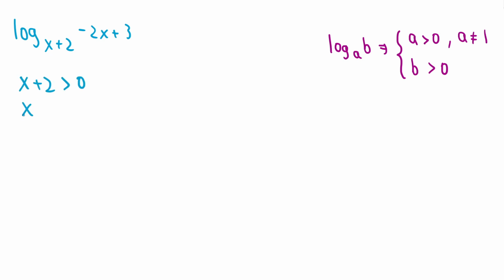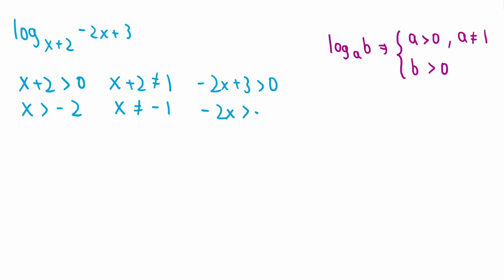So we need x plus 2 to be greater than 0. And this just implies x is greater than negative 2. And we also want the base x plus 2 to not equal 1. So x plus 2 is not equal to 1, and that simplifies to x is not equal to negative 1. So the other condition is that the argument, negative 2x plus 3, has to be greater than 0. So if we subtract 3 from both sides of the inequality, we get negative 2x is greater than negative 3. And now we need to divide by negative 2 on both sides of the inequality. So we get x is less than 3 over 2. And we need to flip the sign of the inequality since we were dividing by a negative number.